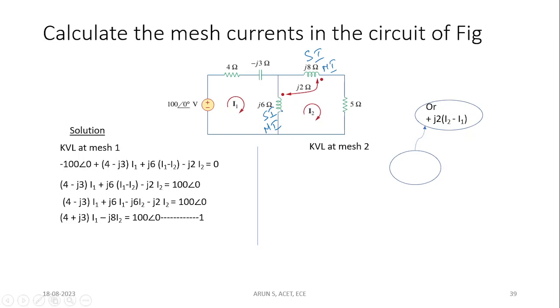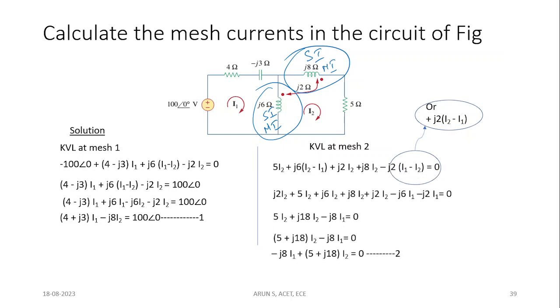So both the voltages should be addressed while writing the equation. How many voltages will be there? There will be self-induced voltage and mutually induced voltage across J8. There will be self-induced and mutually induced voltage across J6. So 1, 2, 3, 4, and then voltage across 5 ohm, that is 5. So you can expect 5 different voltages here.